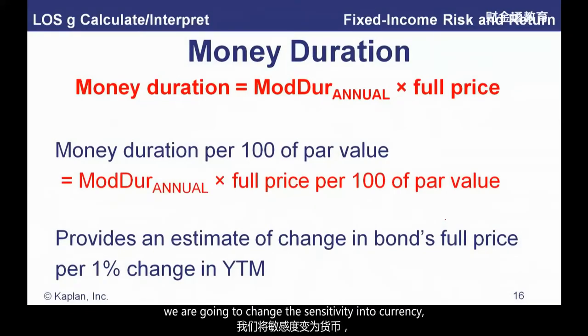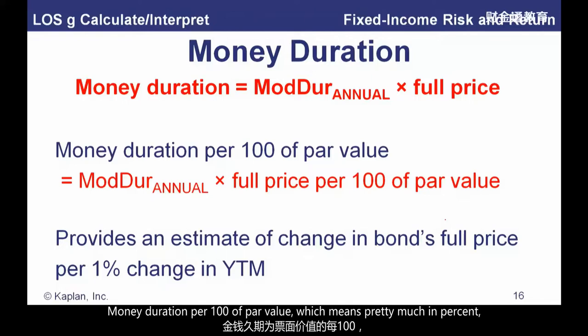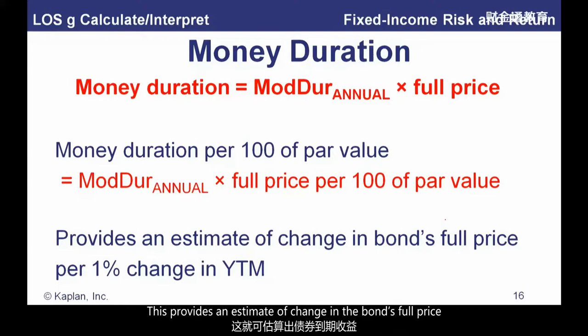We're just going to change this sensitivity into currency. Okay? We're going to take the modified annual duration and multiply it times the full price. So money duration per 100 of par value, which means we're pretty much in percent, take the modified duration, multiply it by the full price per 100 of par value, and this will provide an estimate of the change in the bond's full price per 1% change in yield to maturity.